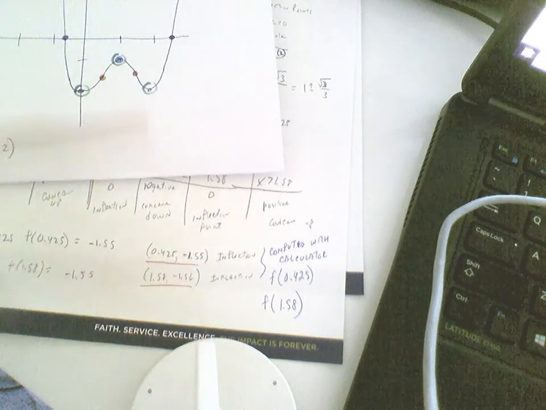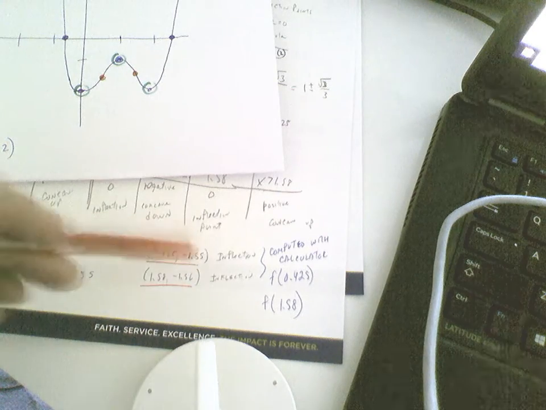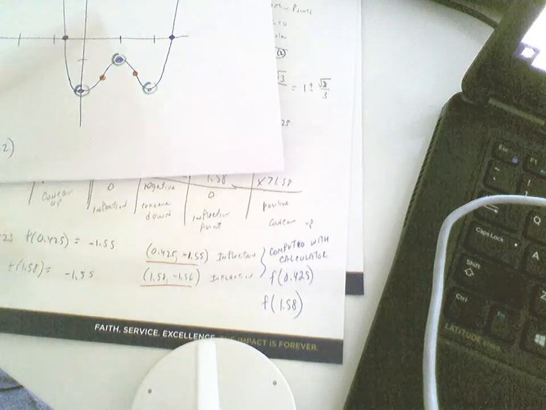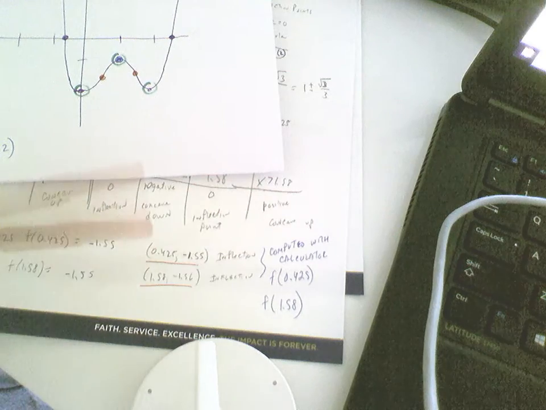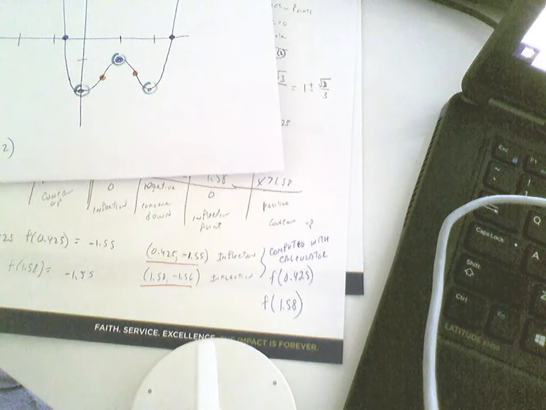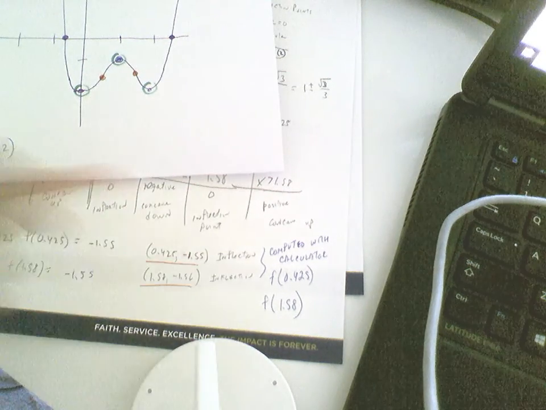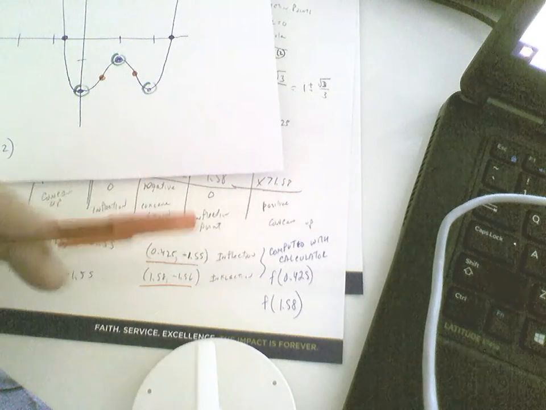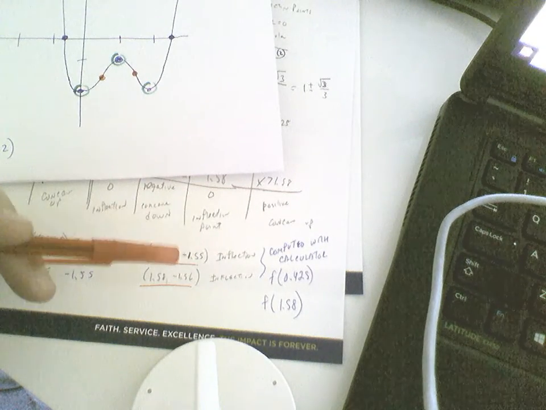Now, from a symmetry standpoint, the inflection points should have the exact same y coordinate. It's just because of some rounding in the calculator that I'm off by 1/100th here as I do some of my rounding work. Don't be alarmed by that. Again, we're just using the calculator as a tool here.